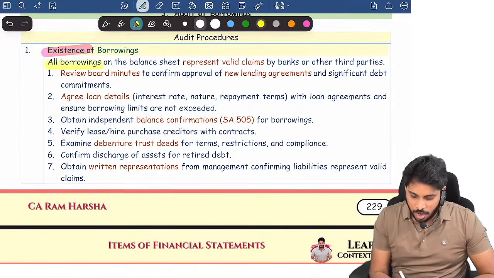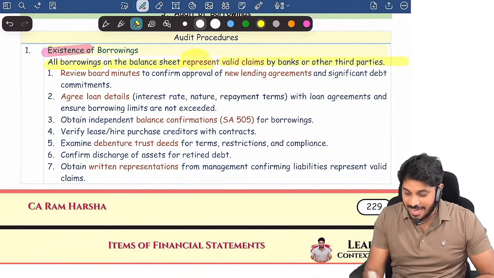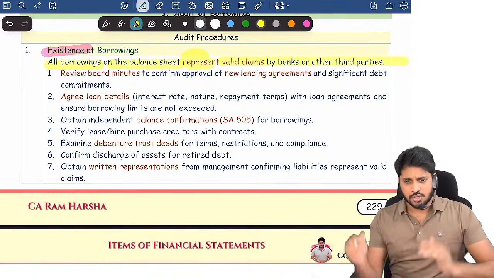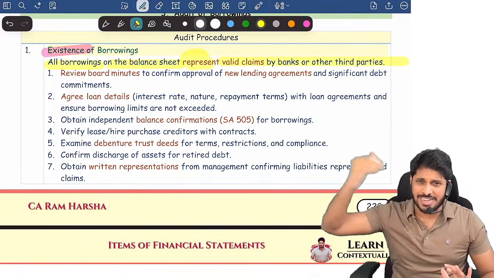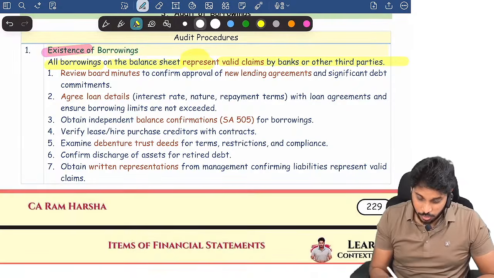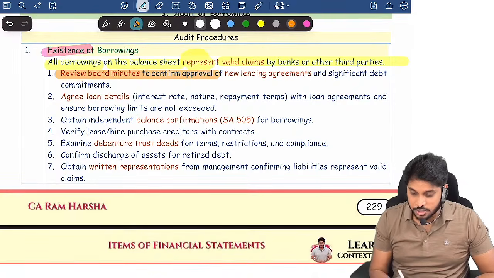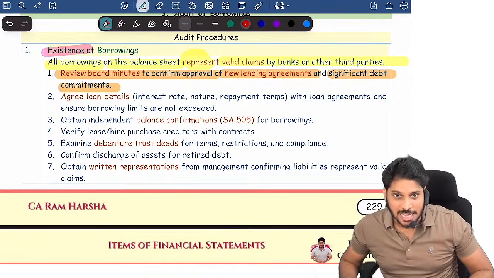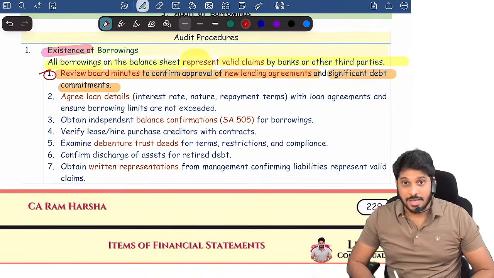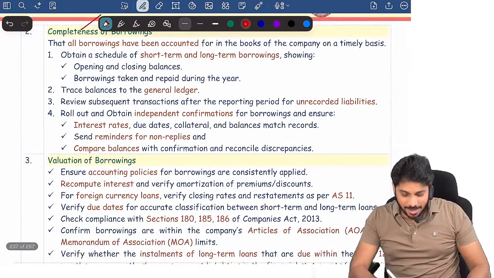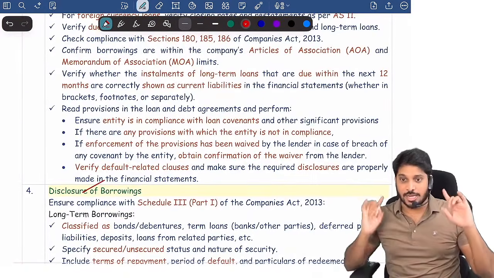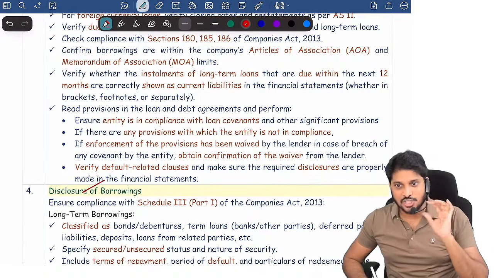How do I know all borrowings on the balance sheet represent valid claims by the banks and third parties? Whatever borrowing is there on the balance sheet, it's nothing but some third party claim on the company. Now, review board meeting minutes to confirm approval of new lending arrangements and significant debt. Sometimes in the exam, they'll give you options and ask: is it existence, is it completeness, is it valuation, is it disclosure? They'll ask you the assertion.